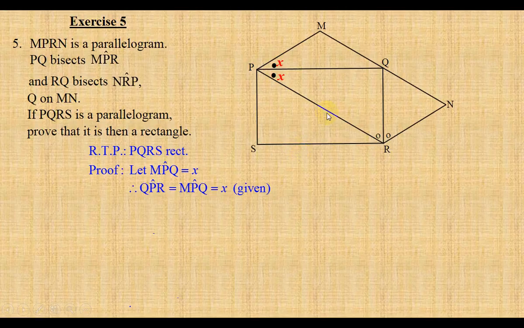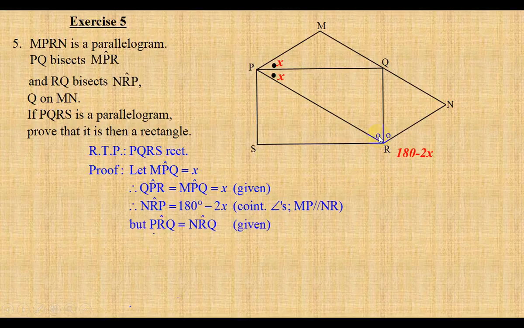Now, if angle MPR is equal to 2x, can we find angle NRP? That is actually equal to 180 minus 2x. And our reason there is co-interior angles. Now, they tell us that this angle is bisected. So it means if we take 180 minus 2x and divide by 2, that'll give us QRP to be 90 minus x.